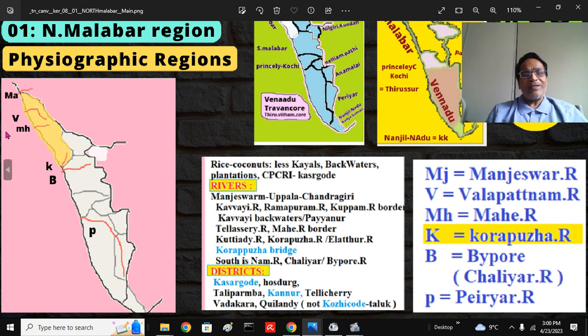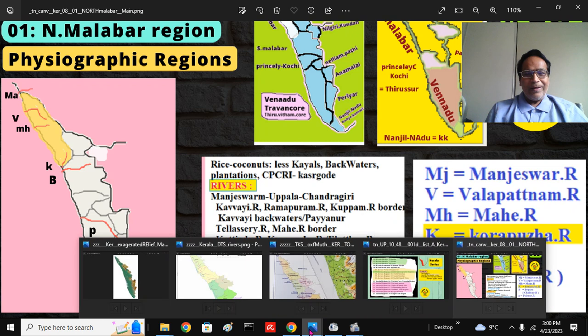The areas are Kasaragod, Hosdurg, Taliparamba in Kannur, and Tellicherry. We know the British East India Company's headquarters was there. And Vadakara, Badagara, Quilandy, not Kozhikode. Kozhikode Taluk of Kozhikode district is exempted. That comes in South Malabar, which we will look at further. That is about that. And what are we looking at here?